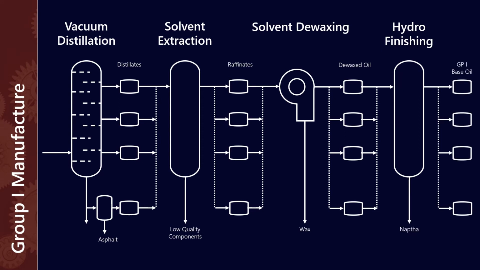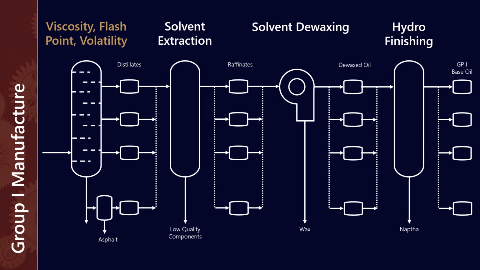So each of these four processes you can think of as contributing different physical characteristics to the lubricant. So the vacuum distillation, for example, gives us our viscosity, flash point, and volatility. That makes sense. We're separating out the lubricant into different molecular weights, and so that's going to give us our weight of the finished product.